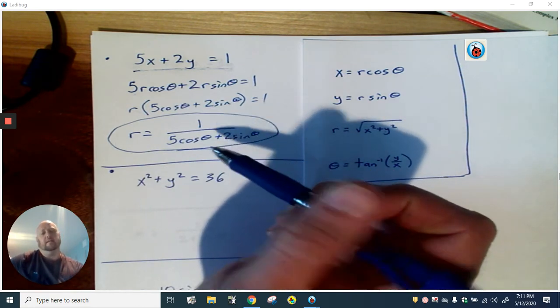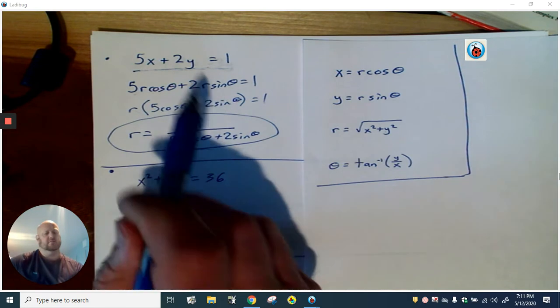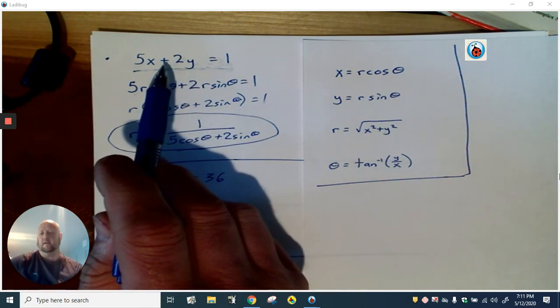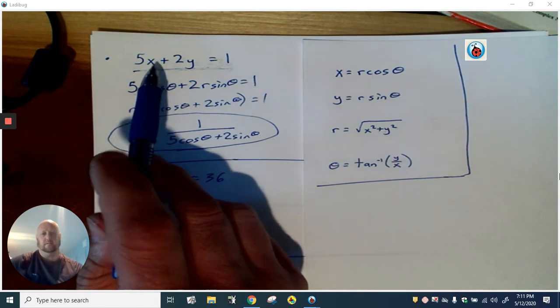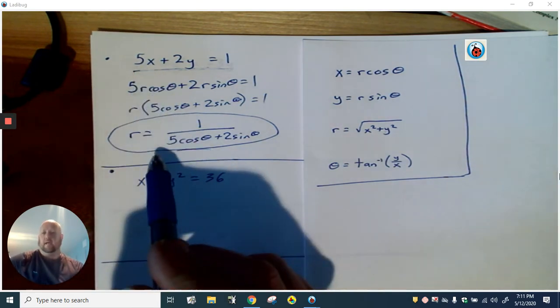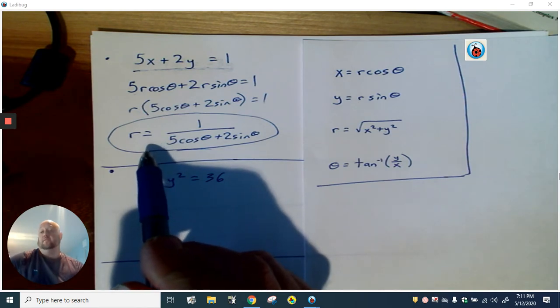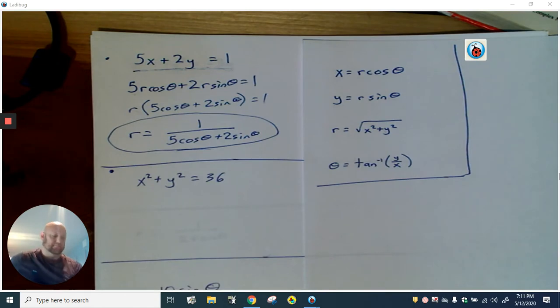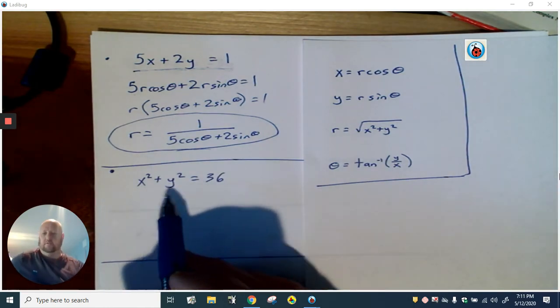And again, the idea here is there are certain things. Lines are easier to deal with in rectangular form. I'm not going to try to convince you otherwise. But we can deal with them in polar form as well. But some things are actually easier to deal with in polar form, and that's why we have it, okay? So again, let's try another one.